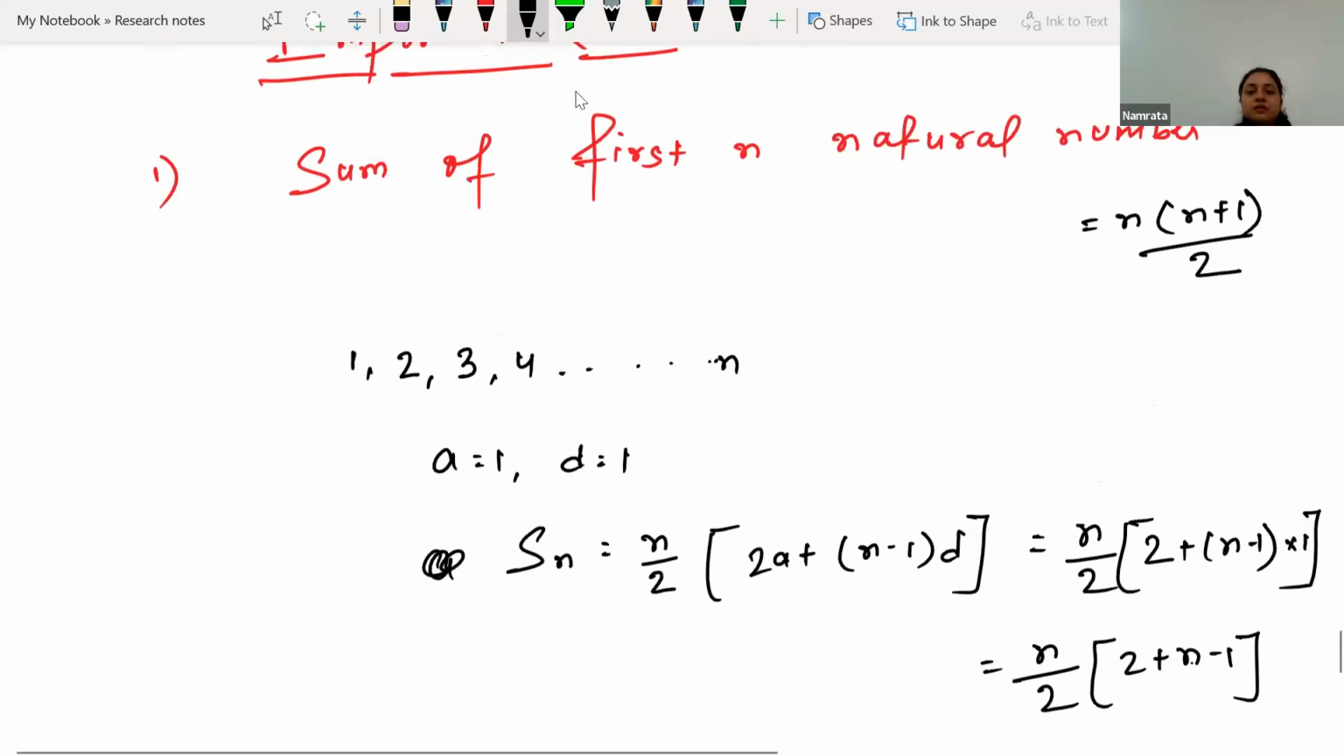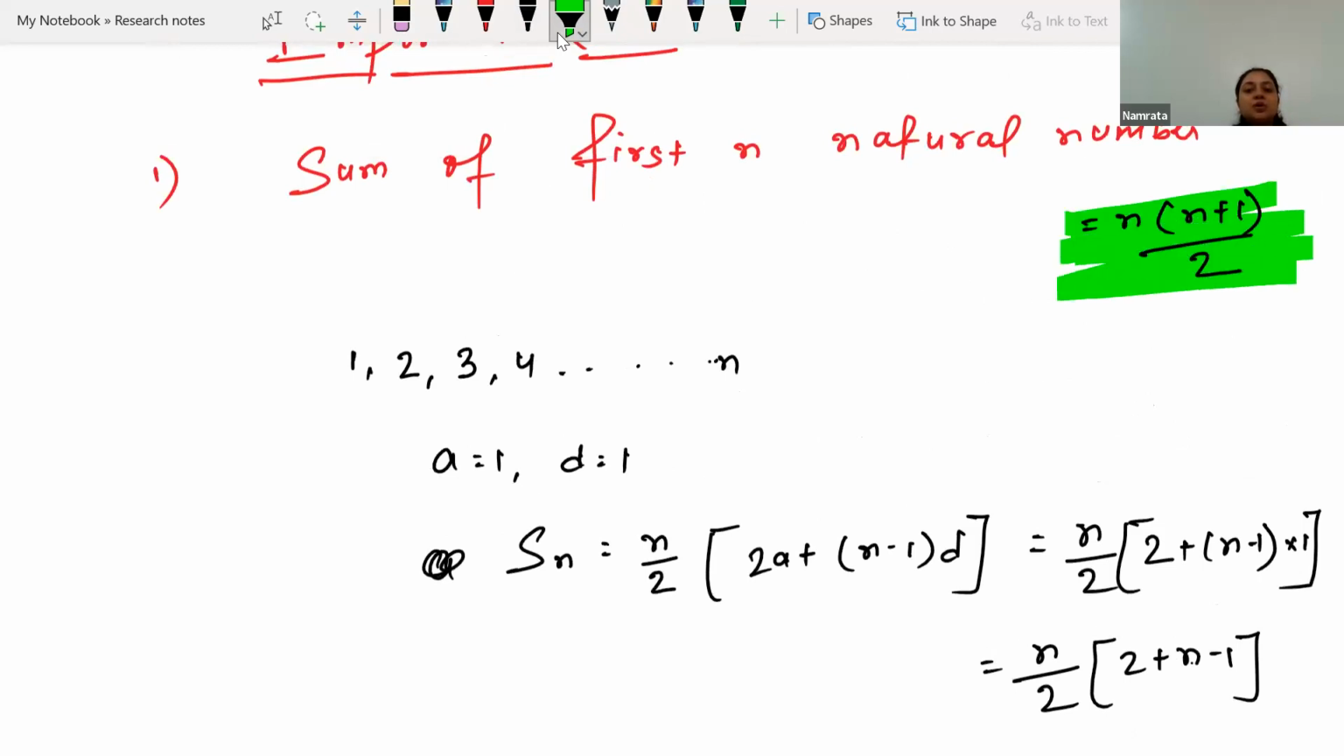Yes, ma'am. So the formula of sum of n natural numbers, from now you are going to use directly as n into n plus 1 by 2. In future also, when you will be in class 12 or in higher classes, you are going to use this formula, but you must know it came from this arithmetic progression concept only.